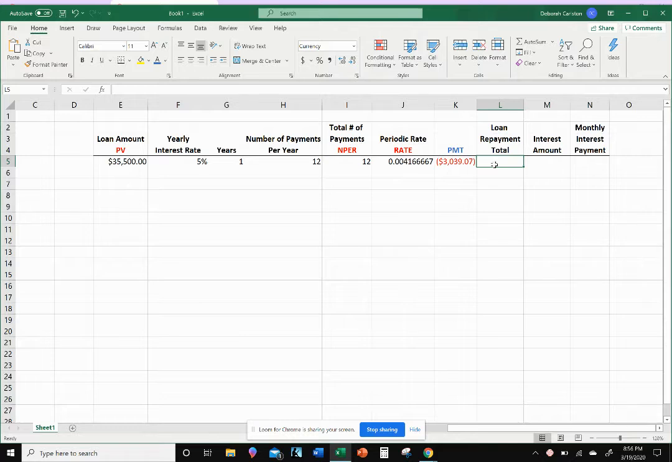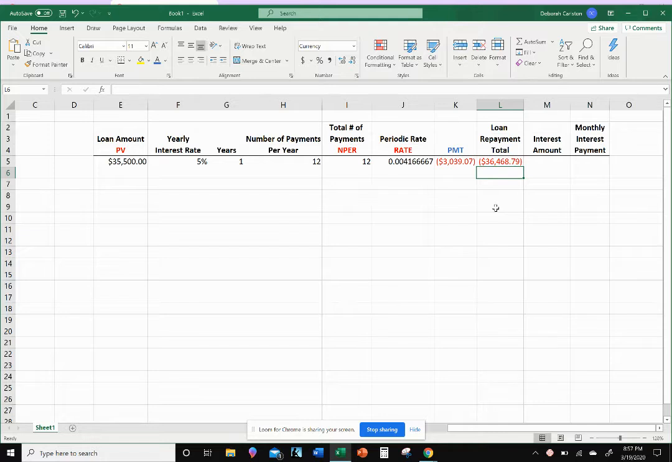So if I want to figure out the total amount that my loan is, I'm going to times my payment by my total number of payments. So equals, I'm going to use cells again, my payment times my total number of payments, enter. So the amount I will be repaying will be $36,468.